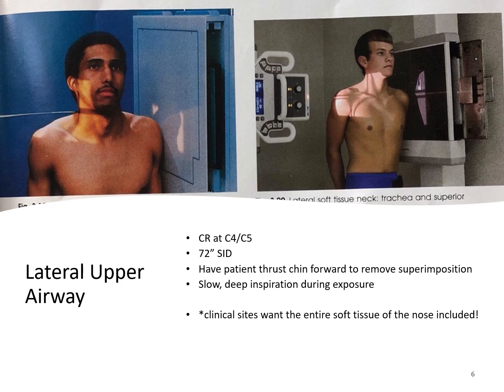You're now going to pull the SID back to a 72-inch SID to overcome the OID, or object to image distance, to the IR. You're going to have the patient thrust or kind of stick their chin out once again to get it out away from the soft tissue of the neck. You're going to have the patient take in a slow, deep inspiration during exposure once again.